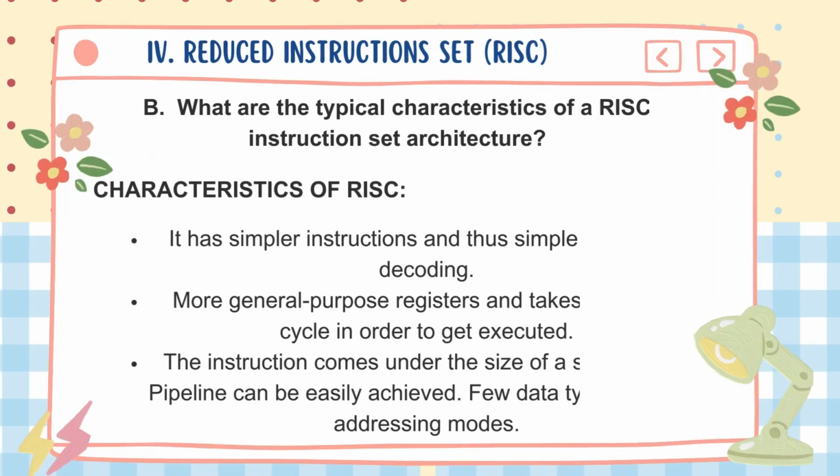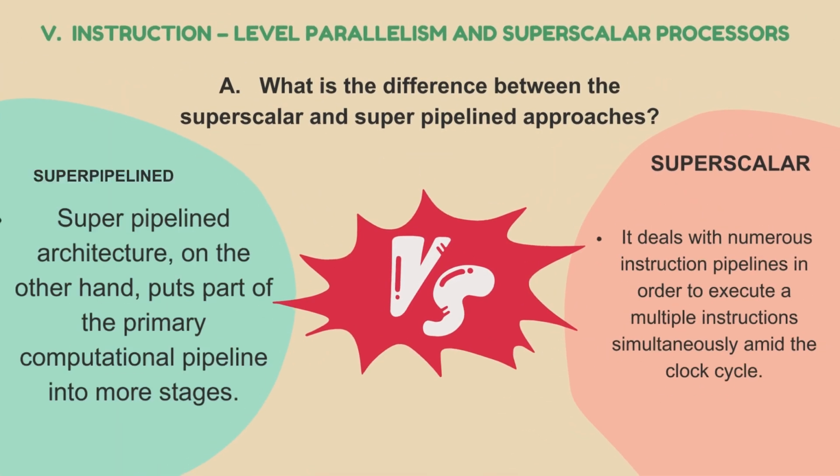Next, what are the typical characteristics of RISC instruction set architecture? The characteristics of RISC are simpler instructions and thus simple instruction decoding, more general-purpose registers, and it takes one clock cycle. Pipeline can be easily achieved. Few data types. Simpler addressing modes.